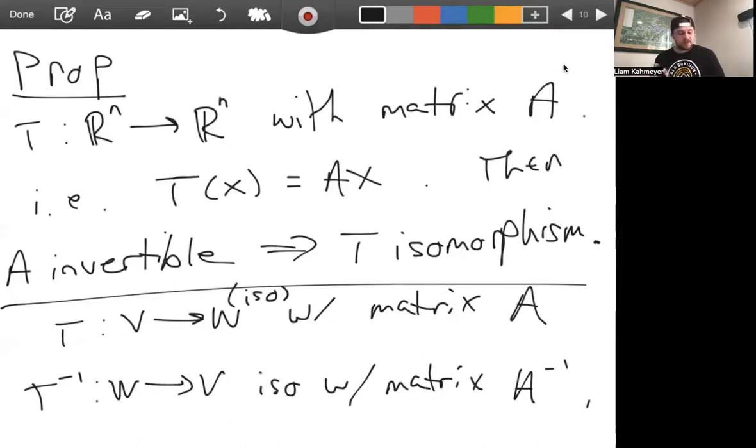Okay, I think this is where I will break for the first part. And then for the next part, we'll look at some more properties of isomorphisms. And then we'll spend some time specifically on the kernel and image of linear transformations.